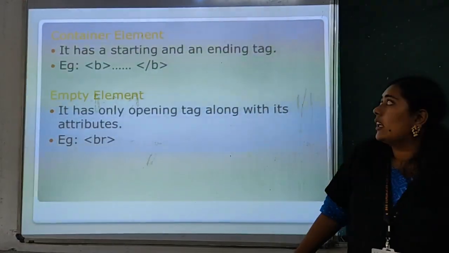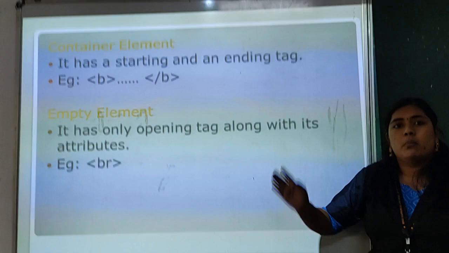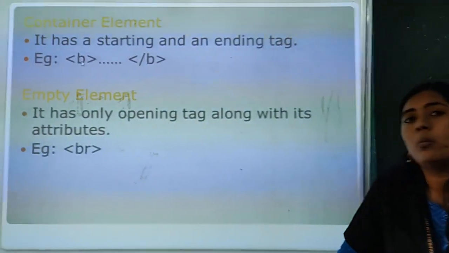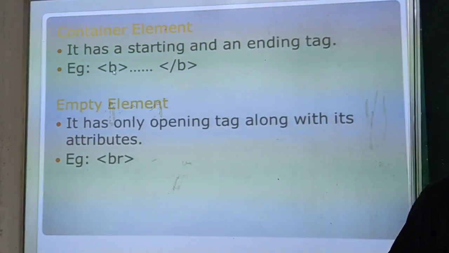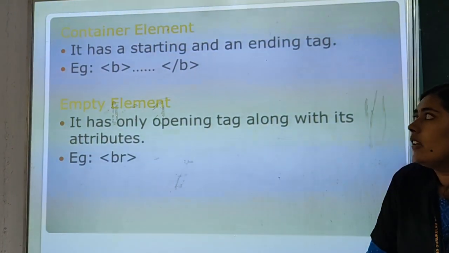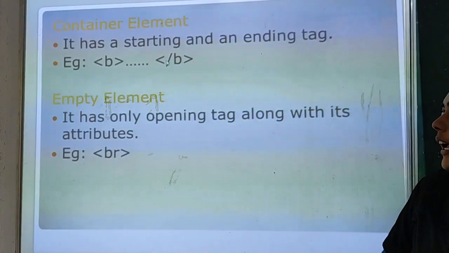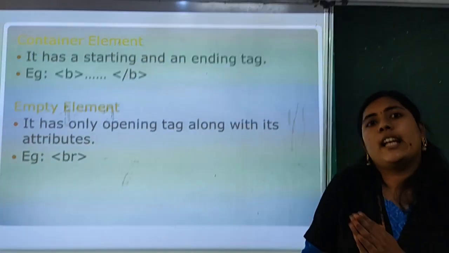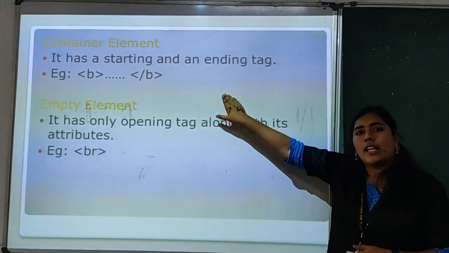What is a container element? The tags which have both a starting and an ending tag. Here we are giving the example of bold. To make our text bold, we use the tag B. Here tag B is opened and it is closed. The tags which have both an opening and an ending tag are called container elements.